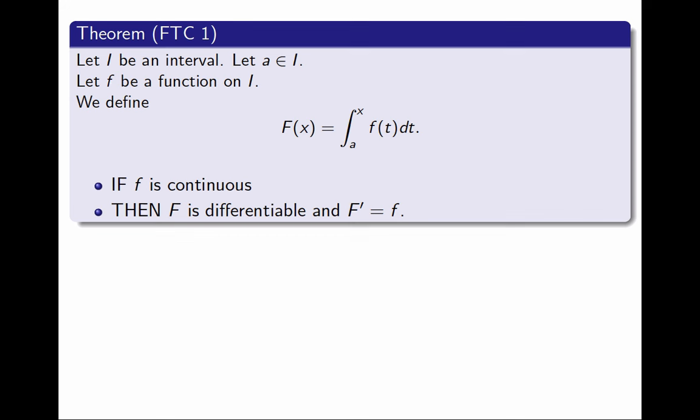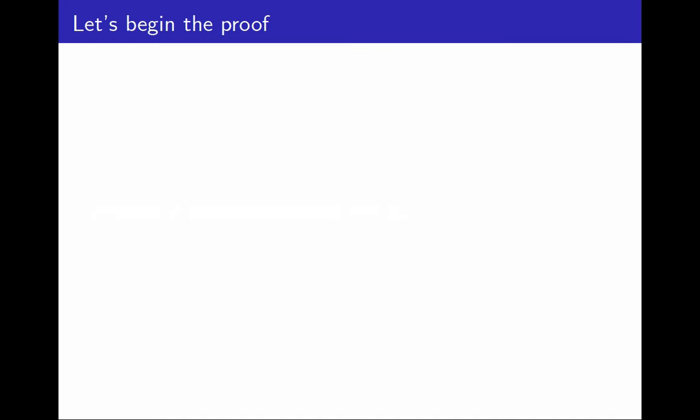The proof of this theorem is perhaps a bit long, but it is not too abstract. Let's begin. First, I am going to fix a real number x on the interval I. So for the purpose of the proof, both a and x are fixed constants. A was already fixed in the statement of the theorem, I'm fixing x now. And I am trying to prove that the derivative of big F at x is little f at x.